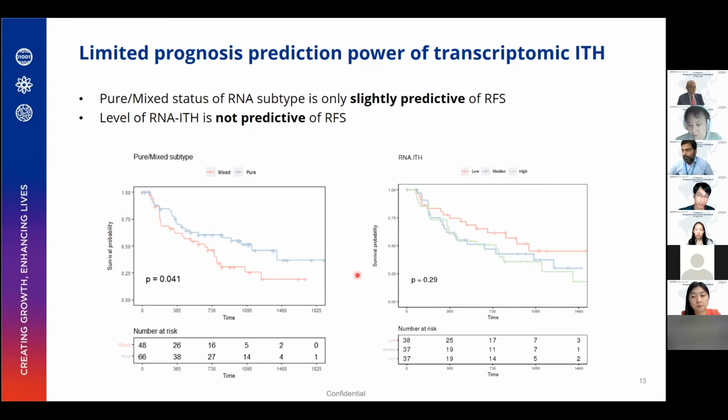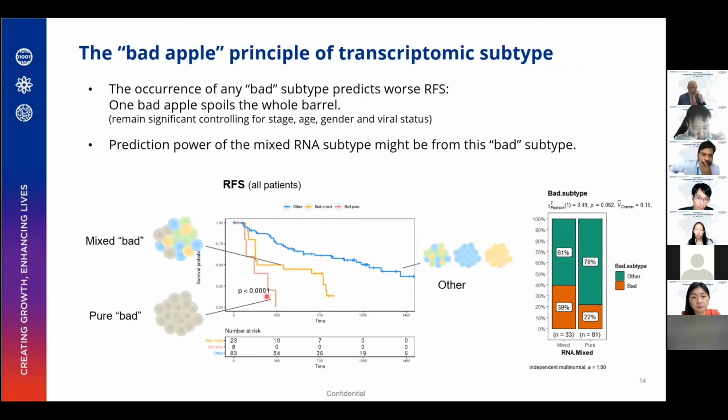And with our larger cohort here, we can answer this question. So this is the result. We can segregate the whole cohort into 3 groups of patients. One is purely bad apple patients, where we only find the bad apple subtype among this set of patients, and the mixed bad apple patients, where we have a mixture of bad apple and other subtypes, and all the others. And you can see a clear distinction, a gradient of segregation of prognosis across all these layers of patients.